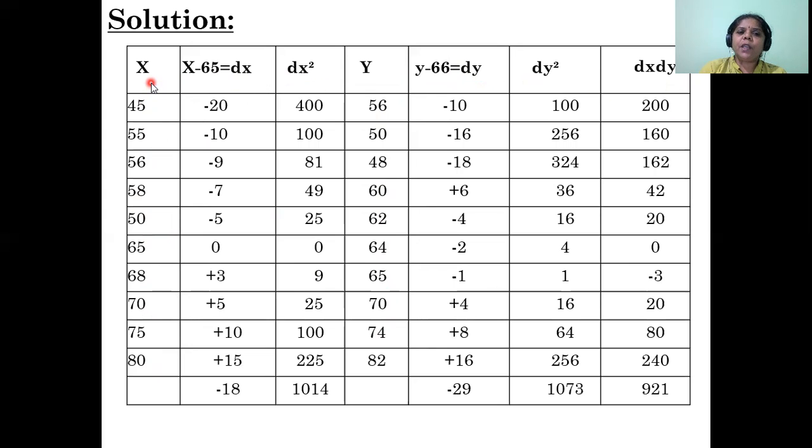So first is the x variable column, second is the dx column. Dx is equal to x minus 65. So this is the dx square column and this is the y column. What is there in the problem, we have to write down as it is, and this is the dy column. Dy column is y minus 66, that is equal to dy. So this is dy square, and dx multiplied into dy, we get the sigma dx dy column.